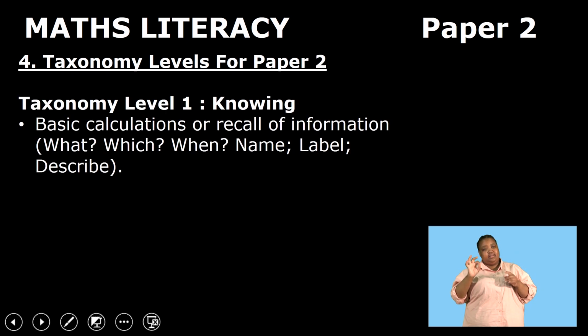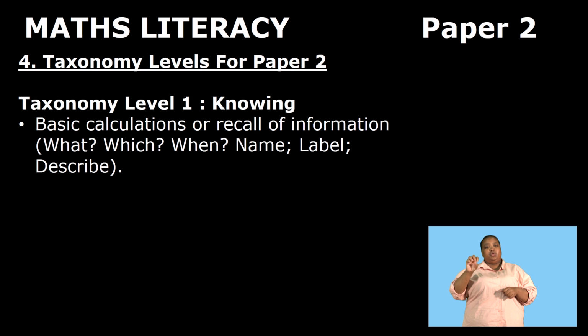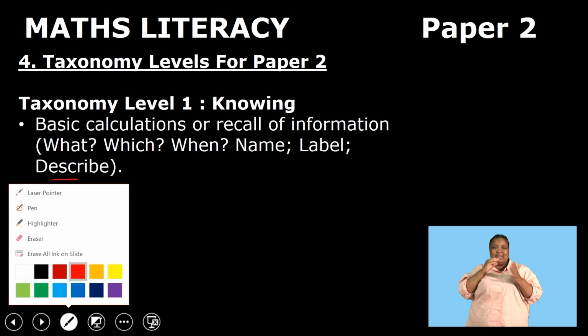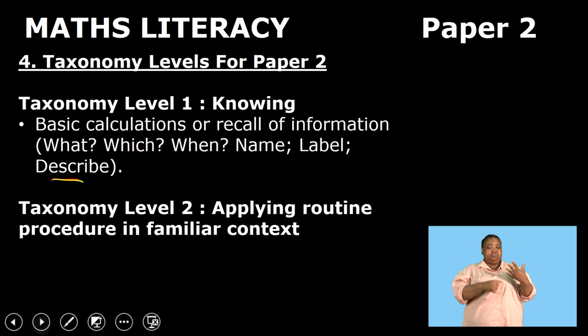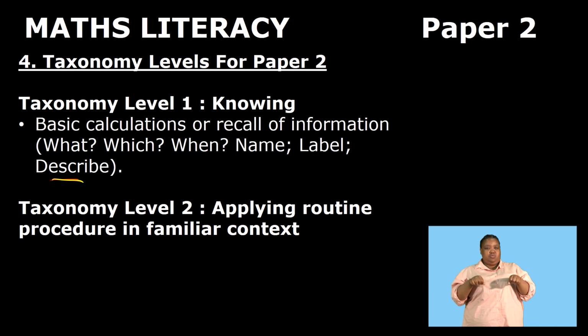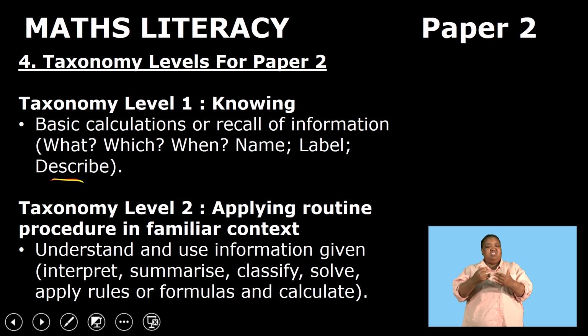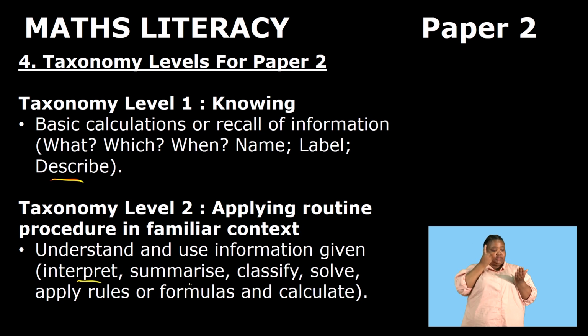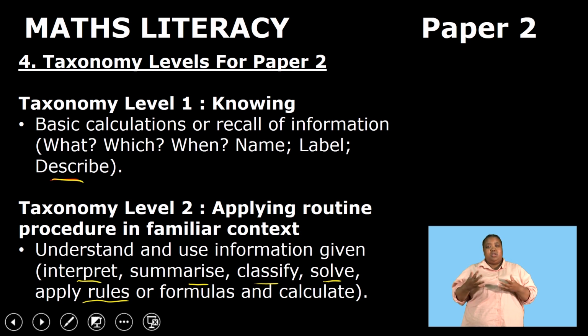And explaining these taxonomy levels, for level 1, whereby we talk of knowing, it will be a question with basic calculations, or you will recall information, whereby questions such as what, which, when, name, label and describe could be asked. Then with level 2, applying routine procedures in familiar context, you'll have to show your understanding and use information given, where you'll have to interpret, summarize, classify, solve, or apply rules or formulas and calculate.